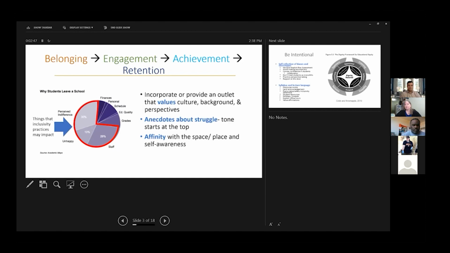These are things that relate to this sense of belonging that is really important for my understanding of inclusive teaching. And so incorporating or providing an outlet for their values and their particular cultures and backgrounds and perspectives might be able to aid in their belonging and then engagement.